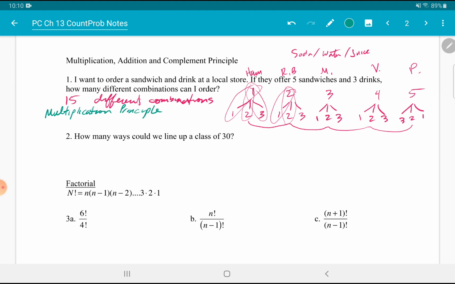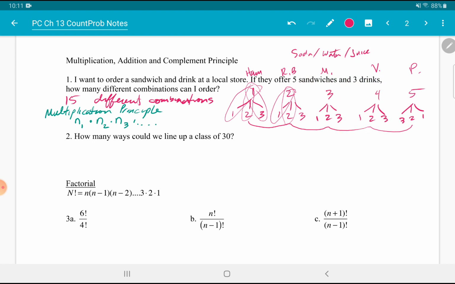The multiplication principle basically just says you take the number of items for choice 1, you multiply that by the number of items in choice 2, and so on and so on. You can multiply that by the number of items in choice 3, and it just keeps going. You basically multiply your values together. That's the multiplication principle.